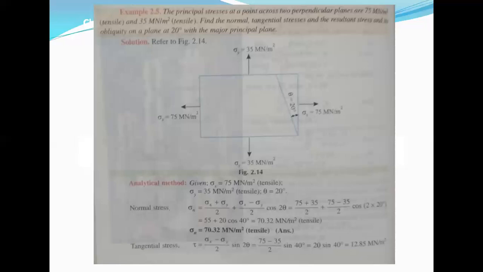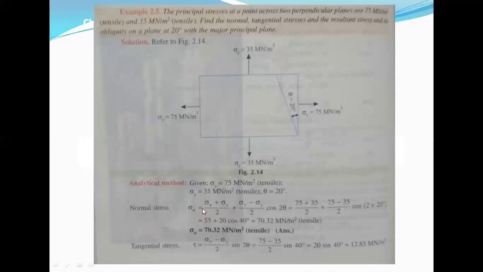First of all we'll note down all the data given. Sigma x is 75 mega Newton per meter square, sigma y is 35 mega Newton per meter square, and theta is 20 degrees from the vertical. With these three data and formulae, and of course with the graphical method known as Mohr circle, we'll find all other relevant data. In the analytical method, sigma x is 75 mega Newton per meter square tensile, sigma y is 35 mega Newton per meter square tensile, theta is 20 degrees.